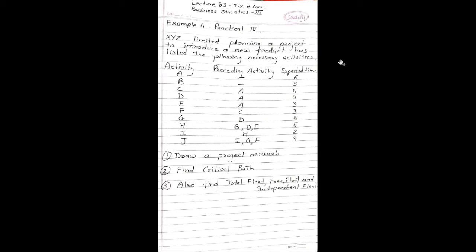So this is the example. XYZ Limited planning a project to introduce a new product has listed the following necessary activities. Activity name A, B, C, D, E, F, G, H, I, J. Preceding activity. There is no preceding activity for activity A as well as for activity B.